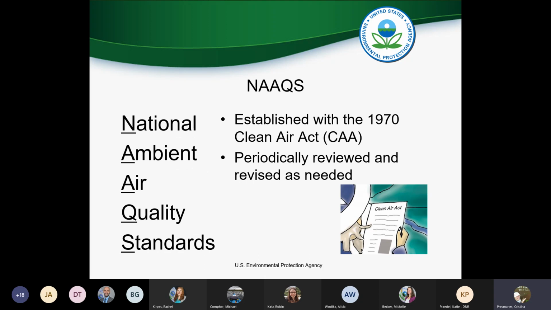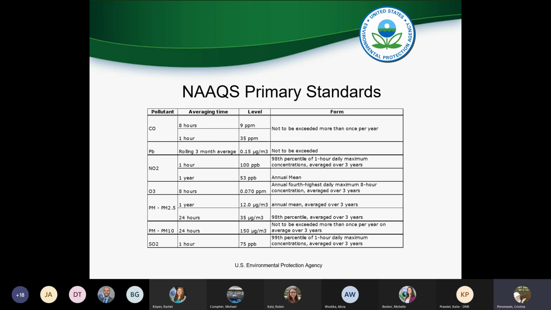So let's begin with the NAAQS, or the National Ambient Air Quality Standards. These are health benchmarks established to prevent deterioration of public health, your primary standards, and to provide welfare protections such as prevention of crop damage or decreased visibility, which are your secondary standards. They're periodically reviewed by the Clean Air Scientific Advisory Committee and updated based on current science around once every 5 years. Here we have a table with the 6 criteria pollutants and their primary health standards.